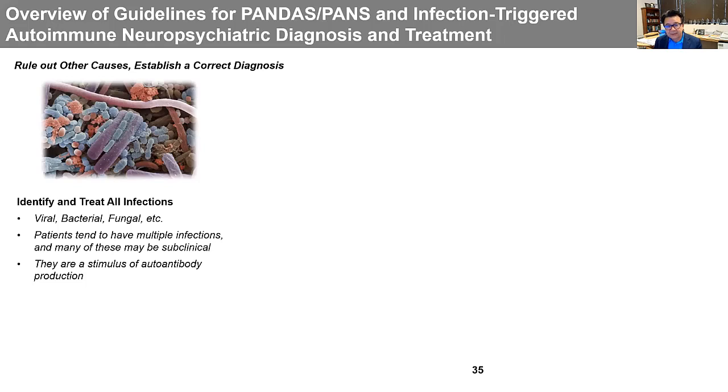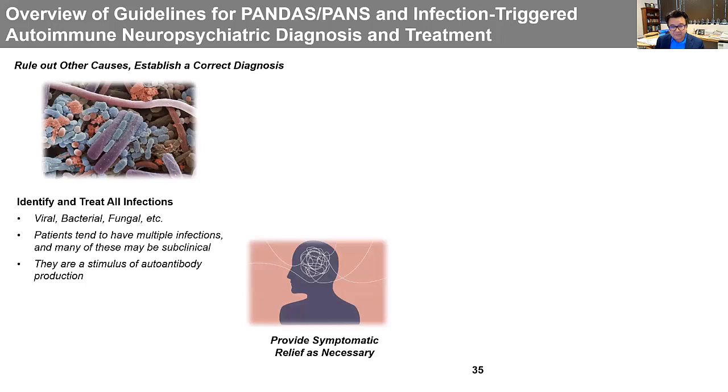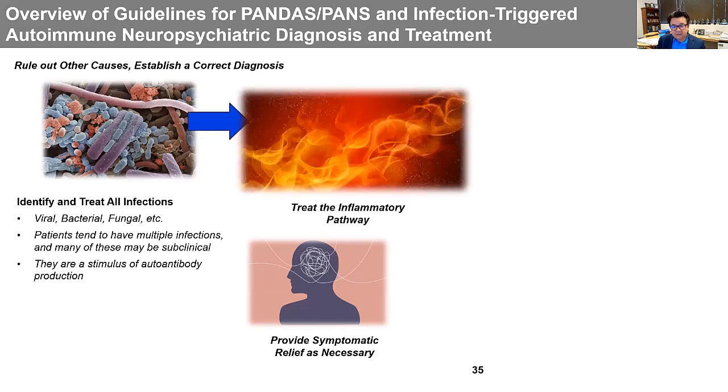Basically, the way you look at this, in broad strokes, is first rule out any other causes, establish a correct diagnosis, and then treat all the infections. Be sure you look for multiple infections. Then, if needed, provide some symptomatic relief. Often, if they are on SSRIs, it's a very low dose, just for some control, because they actually don't respond well to normal standard doses. But treat them with anti-inflammatory agents. In the PANDAS and PANS guidelines, you will see everything from NSAIDs to various types of steroid bursts and others.